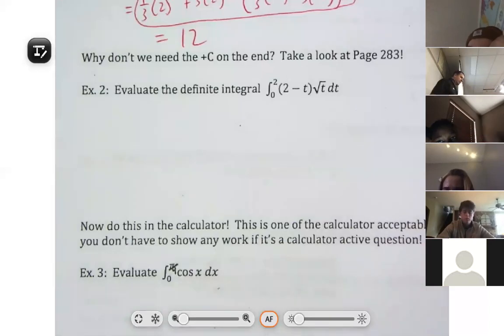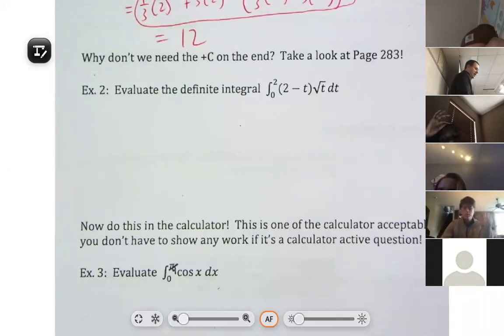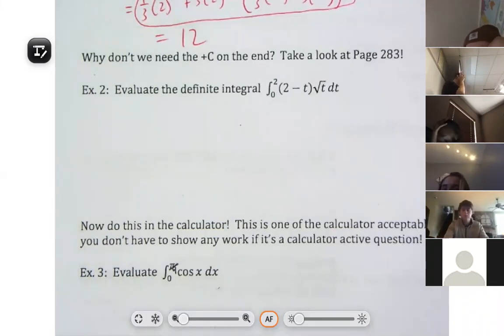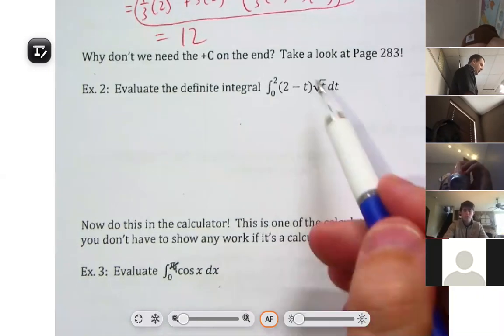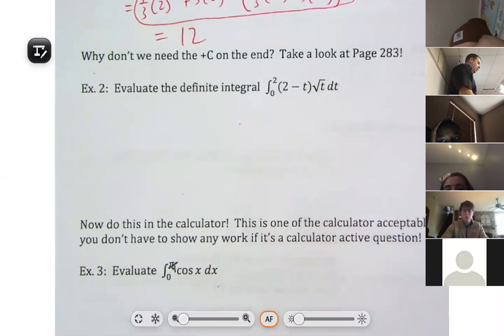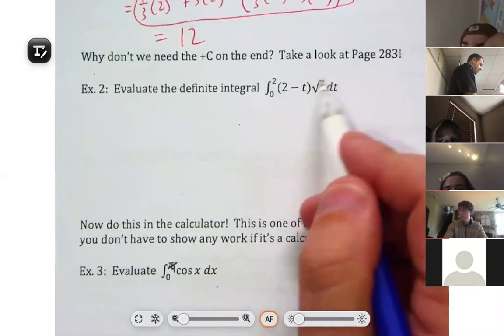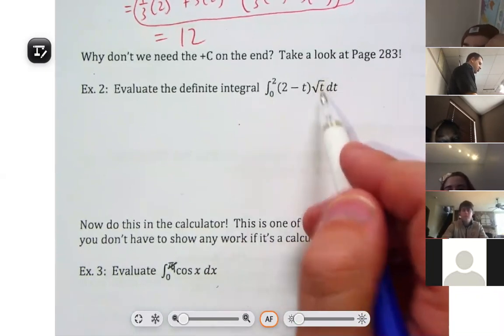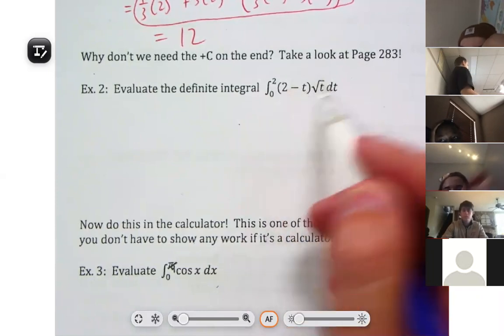Evaluate the definite integral from 0 to 2 of 2 minus t times the square root of t dt. So yeah, we could just push math 9 in our calculator. We're not going to do that though. We are going to do this by hand. So Alyssa asked a question on the homework with the product. And I said there is no product rule for integration. Like at this point in time, I can't integrate this as I see it. But what I can do, which we've done a little bit of, I can take this square root of t, or t to the 1/2, and distribute it inside the parentheses here.